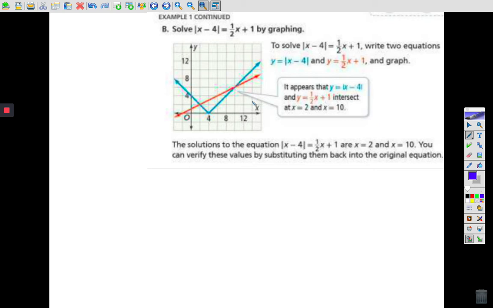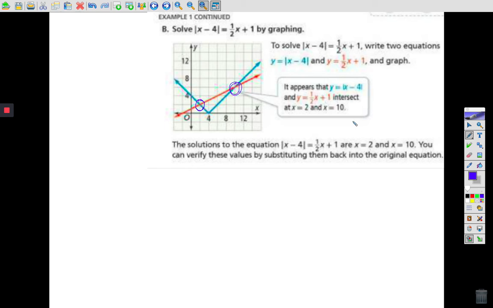And then they give us two other equations. The absolute value of x minus 4 is equal to 1/2 x plus 1. Write it again as two equations, which they did. And it says that they appear to have how many intersections? 1, 2, right? So it says it appears that y is equal to the absolute value of x minus 4 and y is equal to 1/2 x plus 1 intersected at x is equal to 2 and x is equal to 10.